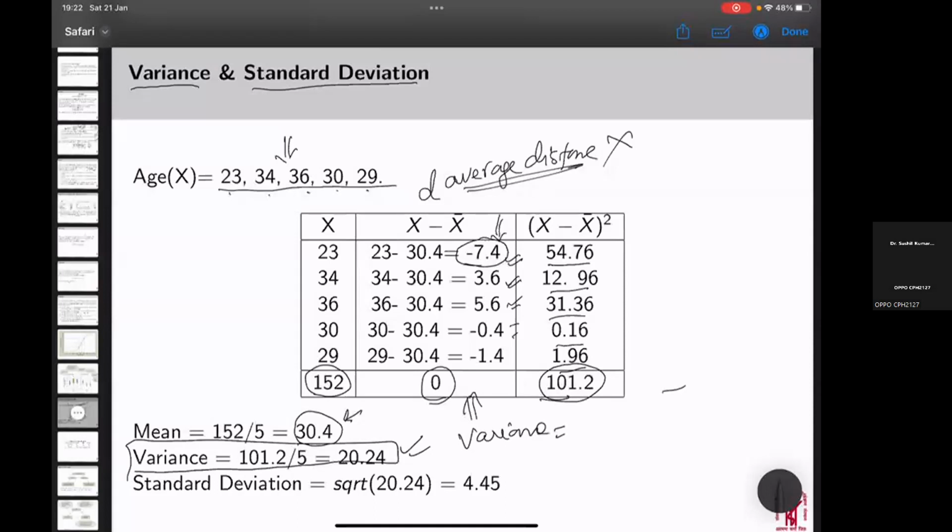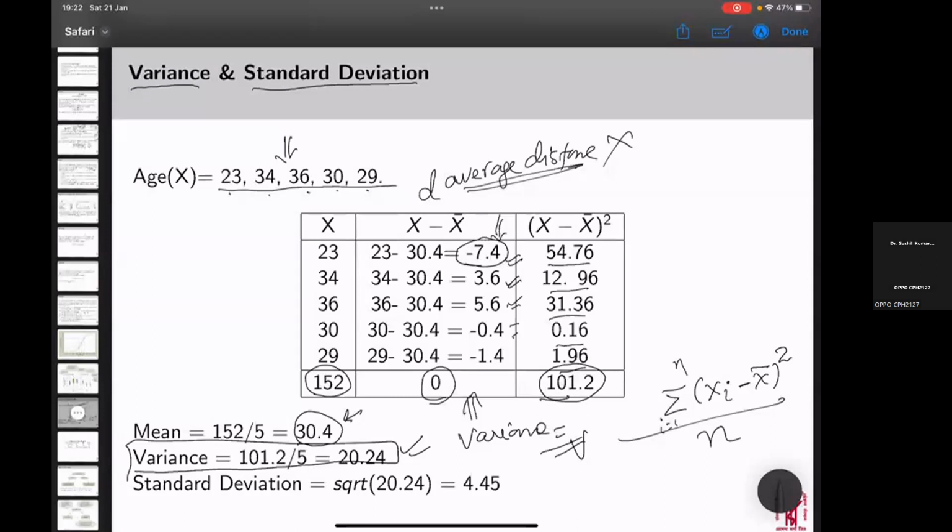So variance is nothing but this xi represents all the observations, the distance between all the observations and the mean, just square it, and after that divide it by the total number of observations. Okay, so this will give you the variance. This is the formula of the variance.